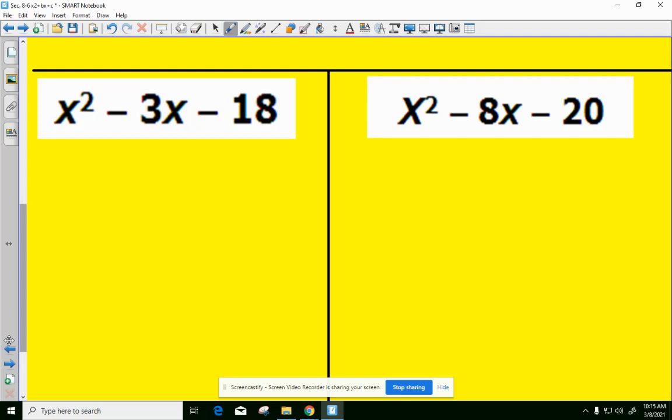So on the left, I'm trying to multiply to negative 18 and add to negative 3. And on the right, I'm trying to multiply to negative 20, but add to negative 8. And if it's possible, you're only finding one. There's only one possibility that's going to make this work.